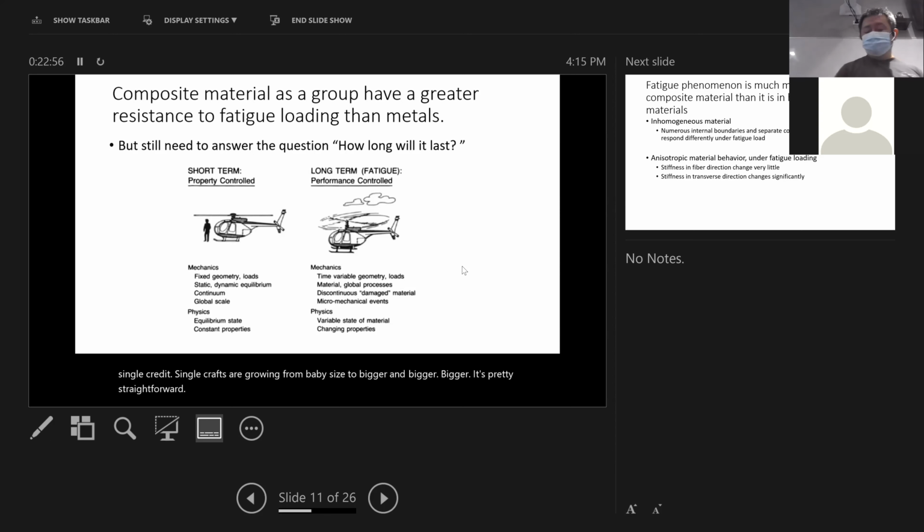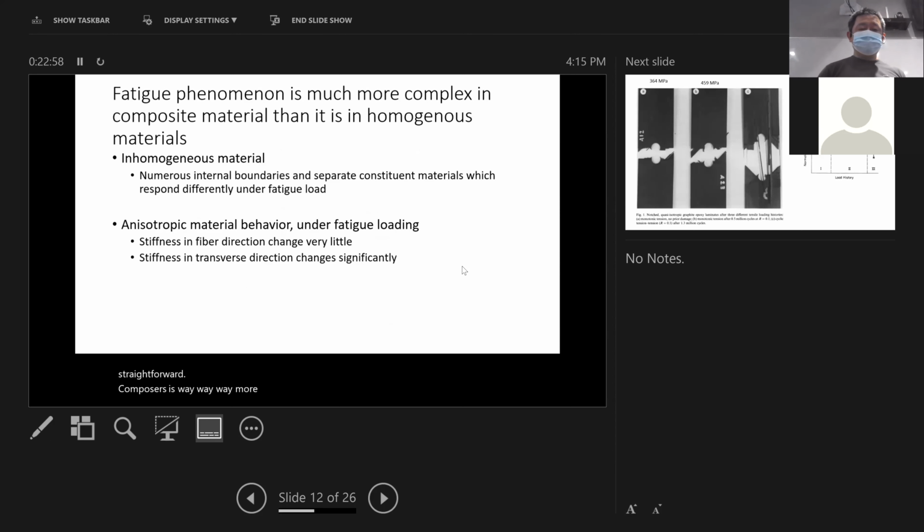Composites are way more complicated. Composites are inhomogeneous material. There are a lot of interfaces inside, a lot of different materials inside. Those interfaces can produce a sort of distributed damage. Damage grows everywhere. The internal boundaries can separate. Fibers inside can break in a diffuse fashion over fatigue load, and that gradually accumulates.